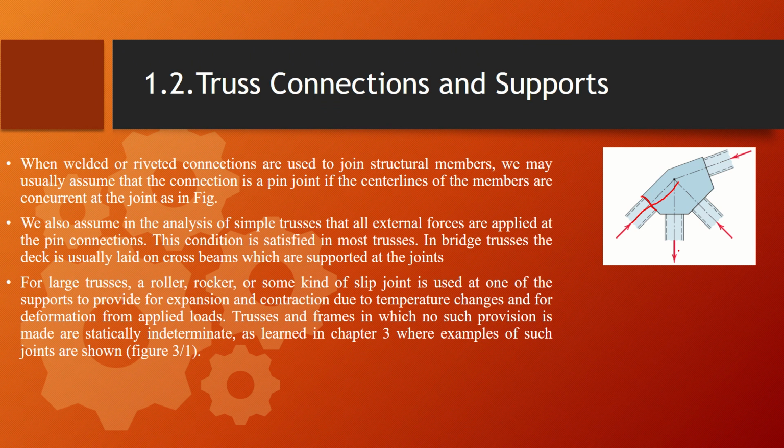Now, for large trusses, we introduce rollers, rockers, or some kind of slip joint, which is there to support different thermal expansions, variable loads, or to account for irregular deformation in a very big structure. But even for that, the truss is considered to be statically indeterminate.